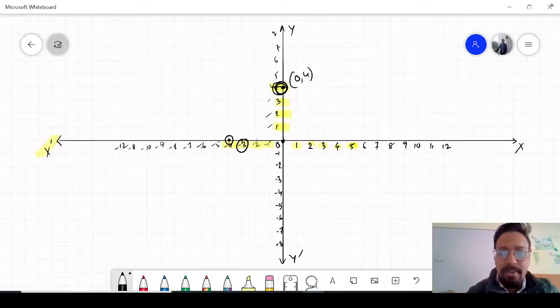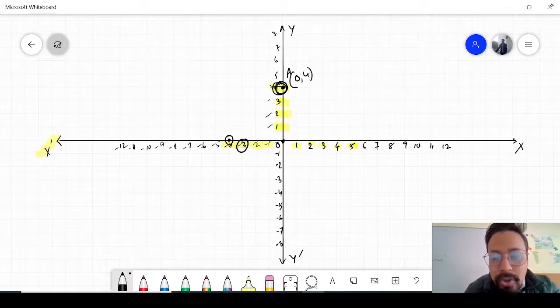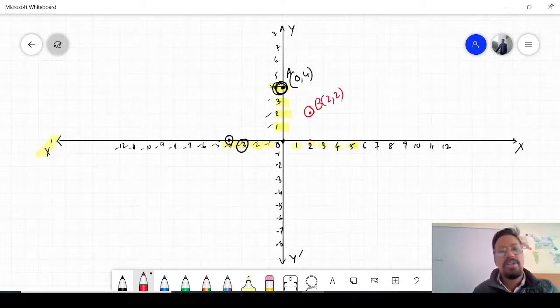This is point A. That's how we write the points. Next, B 2, 2. So we move 2 points along the x-axis, so we reach here. Let me change the color. Let me take red. 2 points here, and then again 2 points towards the top. So we go here. So this is our B 2, 2.